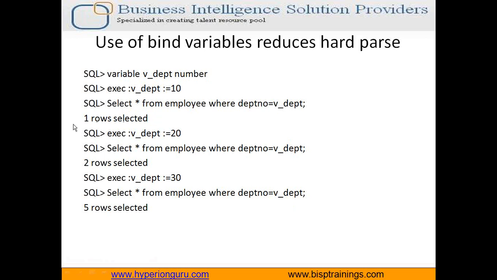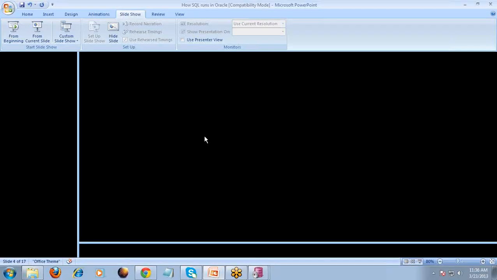We call it one row selected. Oracle gives it. Now, what is going to happen here? This select statement will be parsed and stored in the library cache. Select star from employee. Let us do it practically also.